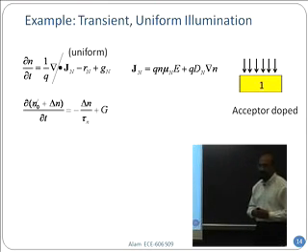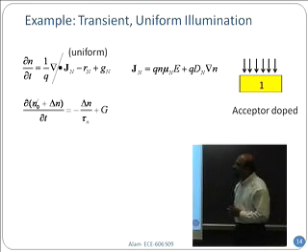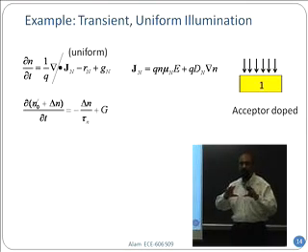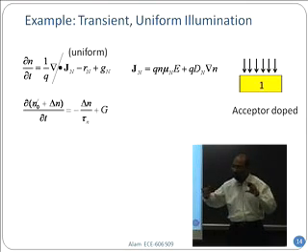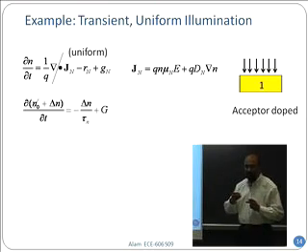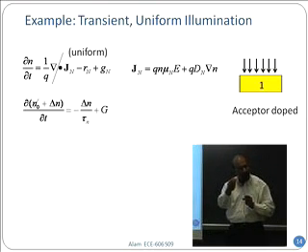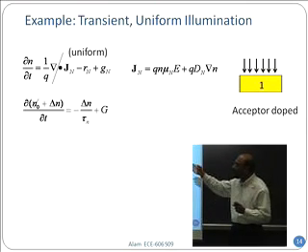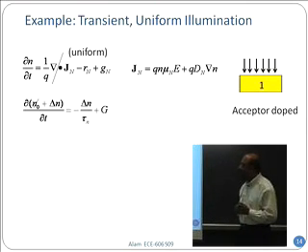Now the N, after light has started shining on it, I can divide into 2 pieces, N naught plus delta N. What is N naught? Before light coming in, that's N naught. After light has come in, I have that extra delta N. Where is it coming from? From the valence band. The valence band electrons have jumped up, the total amount being delta N.